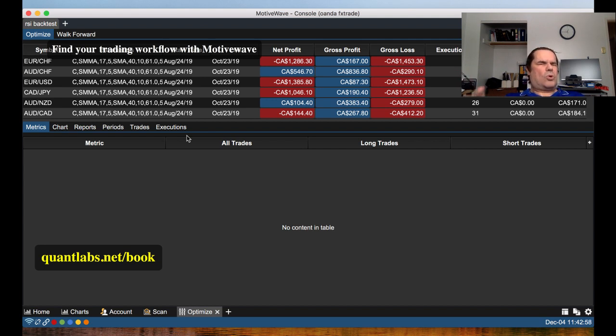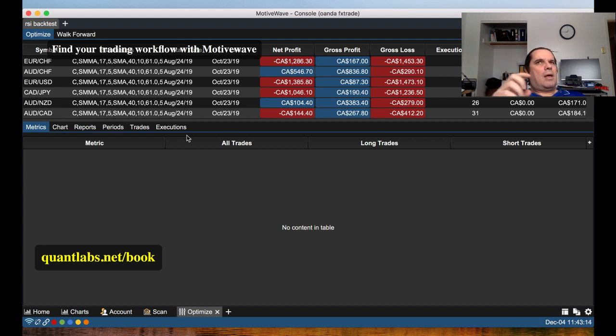But here I can do it quite easily in setting it up, but I can only do it with strategies. So I have to take a study, turn it into a strategy, and then run a back test.